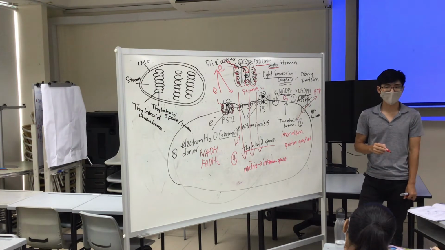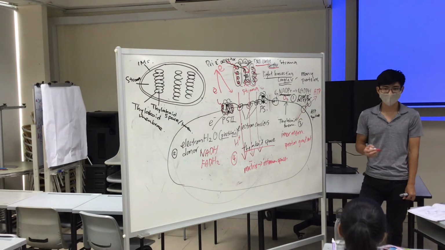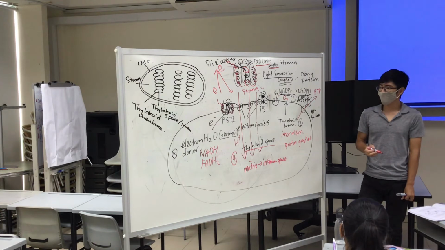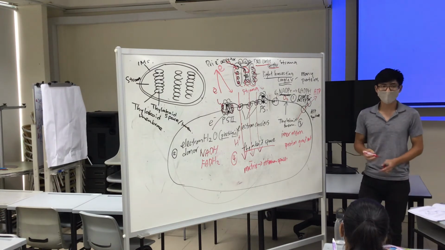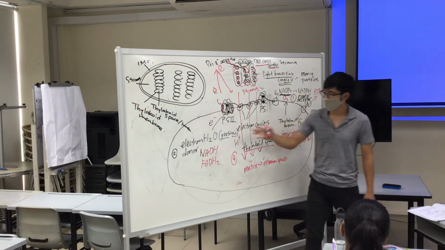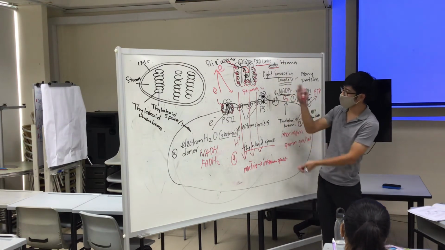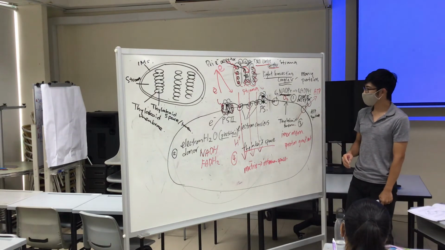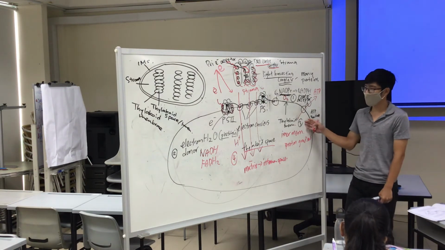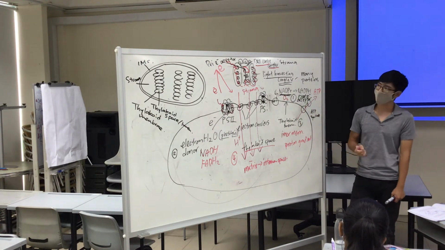Yeah? So now you okay? Okay, so several things we can compare. Number one, we can compare who's the final electron acceptor, electron donor, where the hydrogen ions are pumped, where the electron transport chain is embedded. What else can we compare?